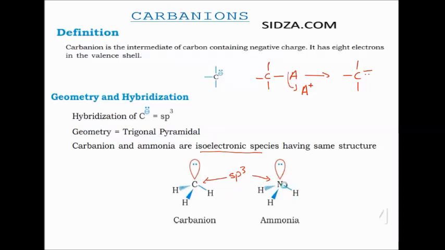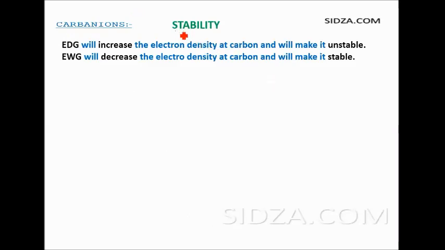Now coming to the next important point, that is the stability of the carbanions. See, the carbanion is carbon with a negative charge. It is electron rich, right? Because of the negative charge, it is unstable. And if you can decrease the electron density on the carbon, if you can decrease the negative charge on the carbon, it will be slightly more stable, right? So if you attach groups which can withdraw electrons, electron withdrawing groups, they will decrease the electron density and make it stable.